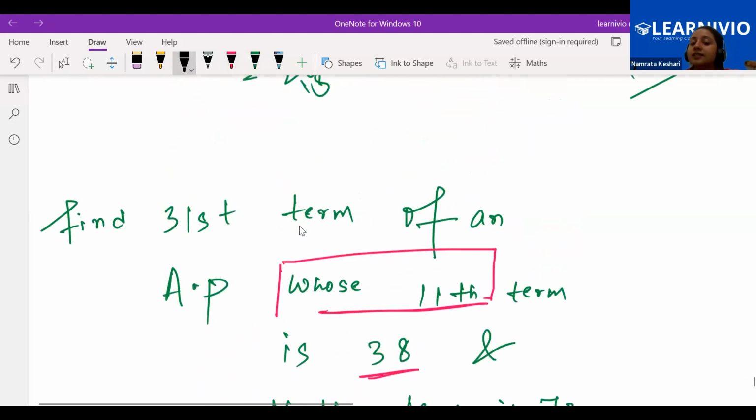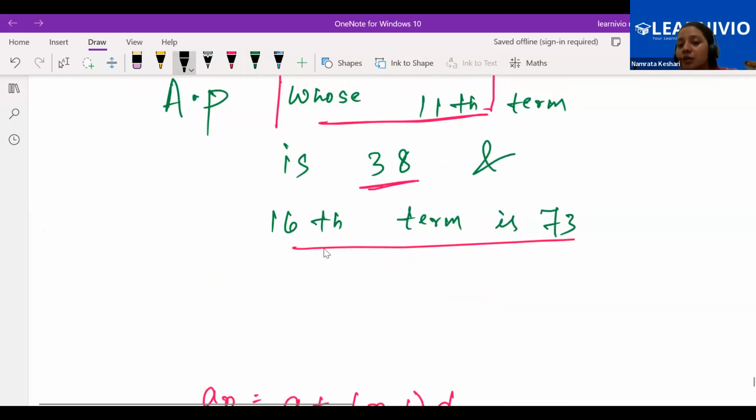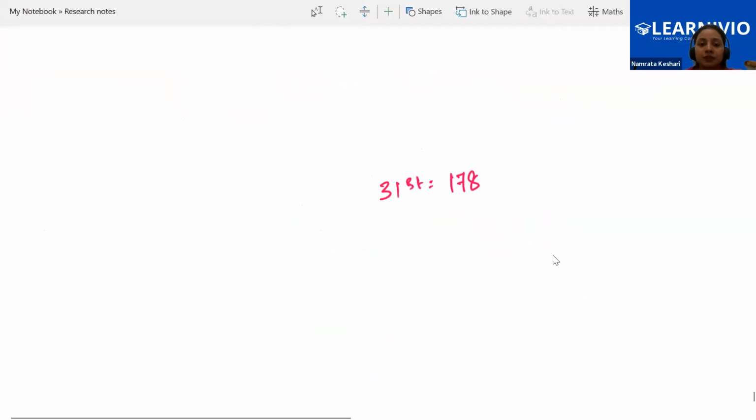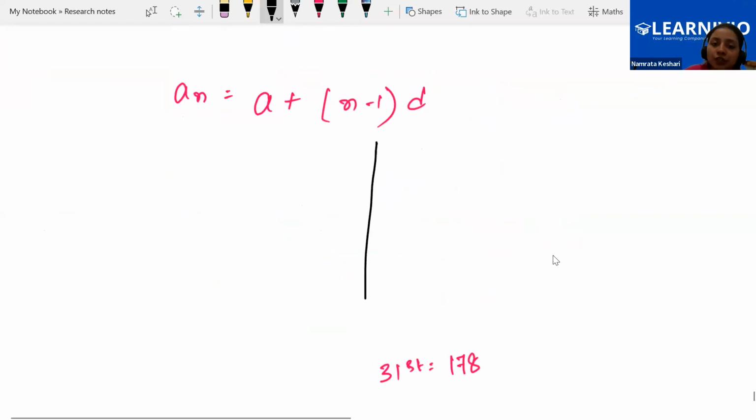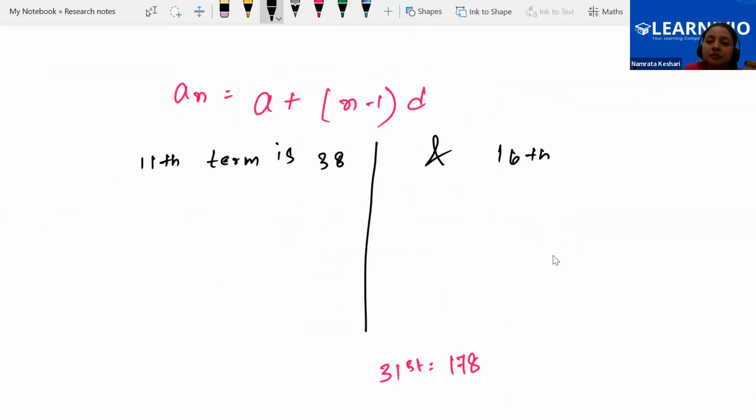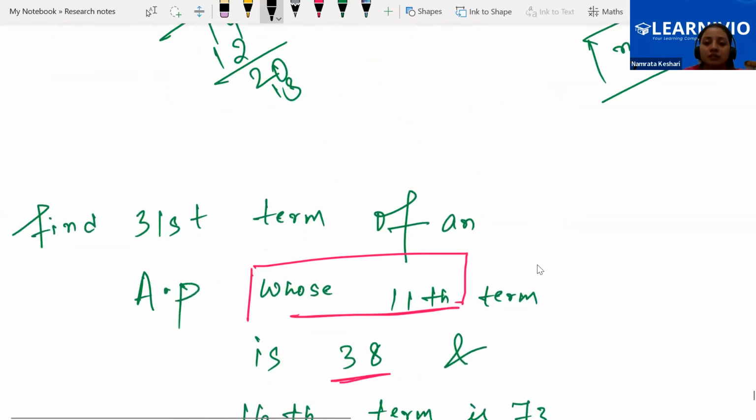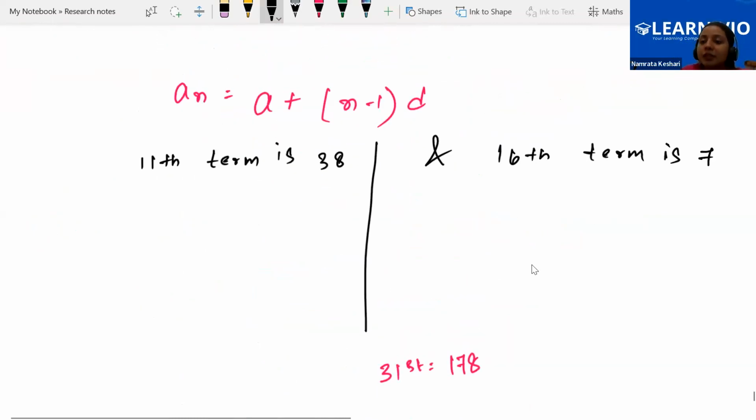So here it says that the 11th term of the AP is 38 and the 16th term is 73. The 11th term we know is 38. This is the formula we have in hand. We know that the 11th term is 38 and the 16th term is 73. Now can you tell me, Galvin, if the 11th term is 38, what is 11 and what is 38 in this formula?